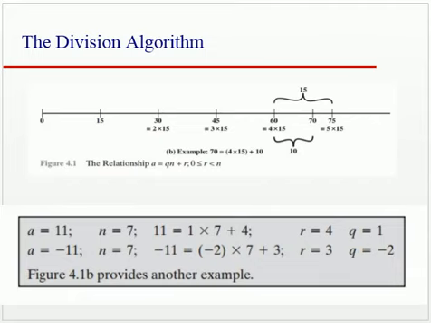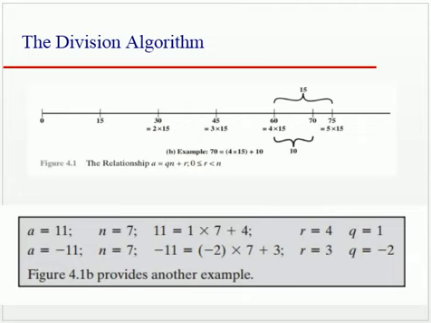Now remember that the residue, that is the remainder, will always be positive. Now let us take one more example. Let us say that a is equal to 11 and n is equal to 7. Then we can write 11 as 1 into 7 plus 4. That means r is equal to 4 and q is equal to 1.